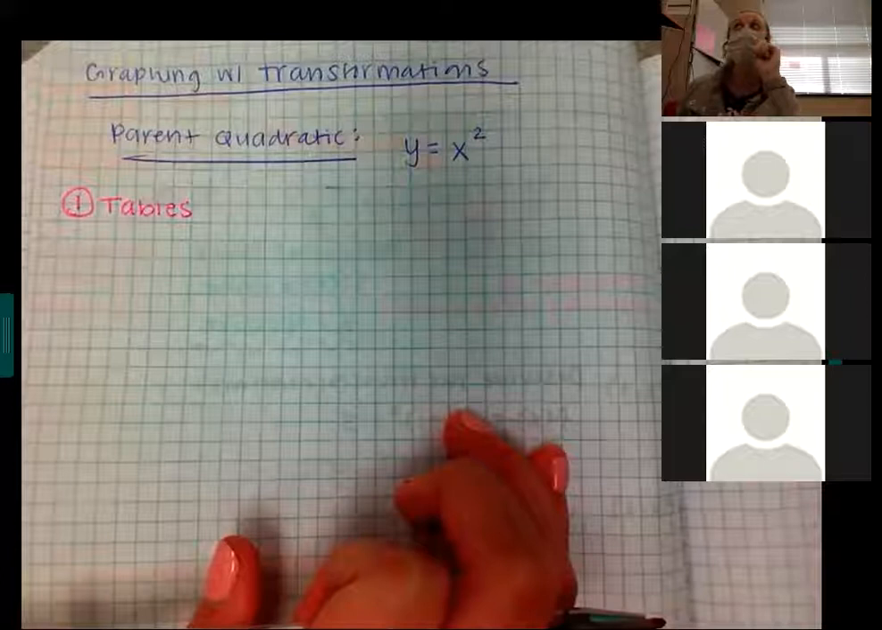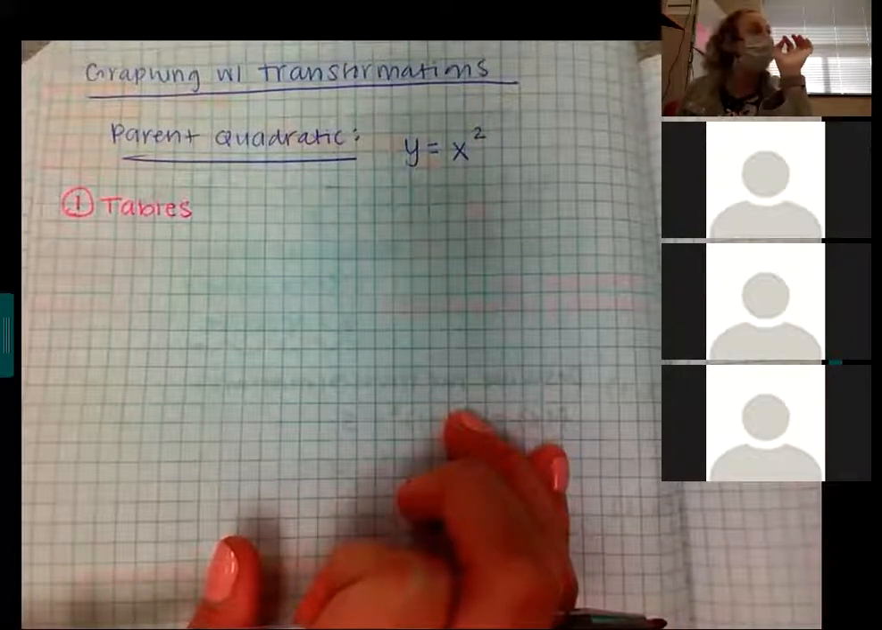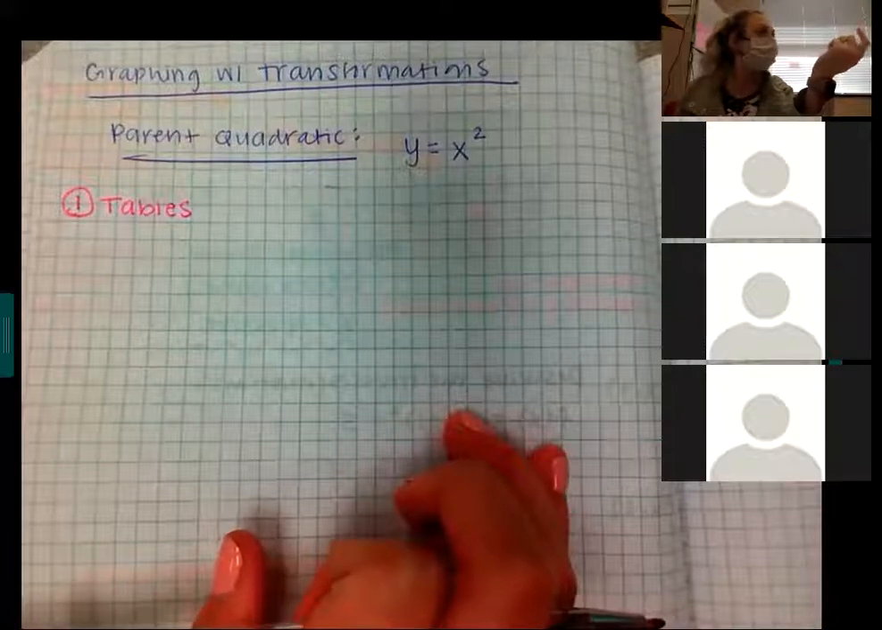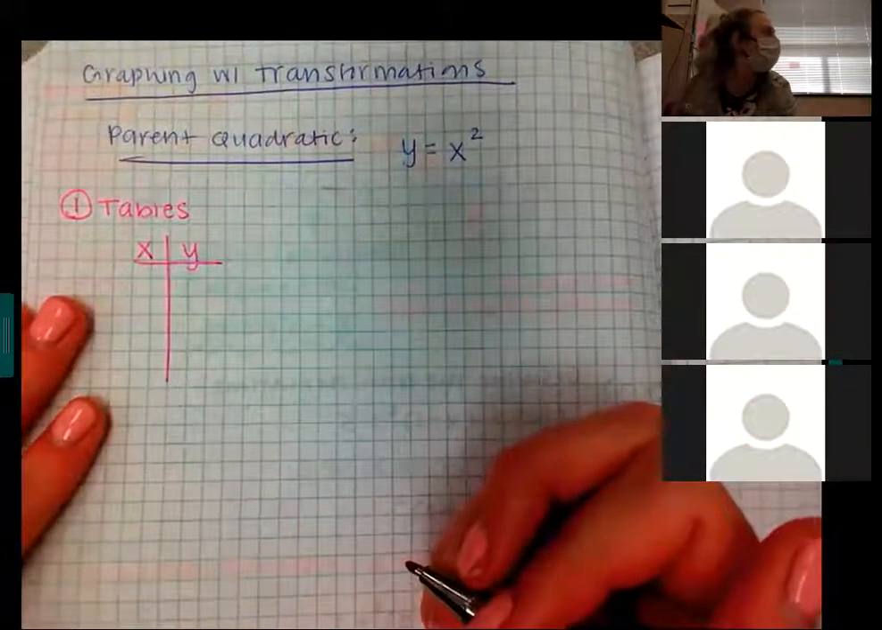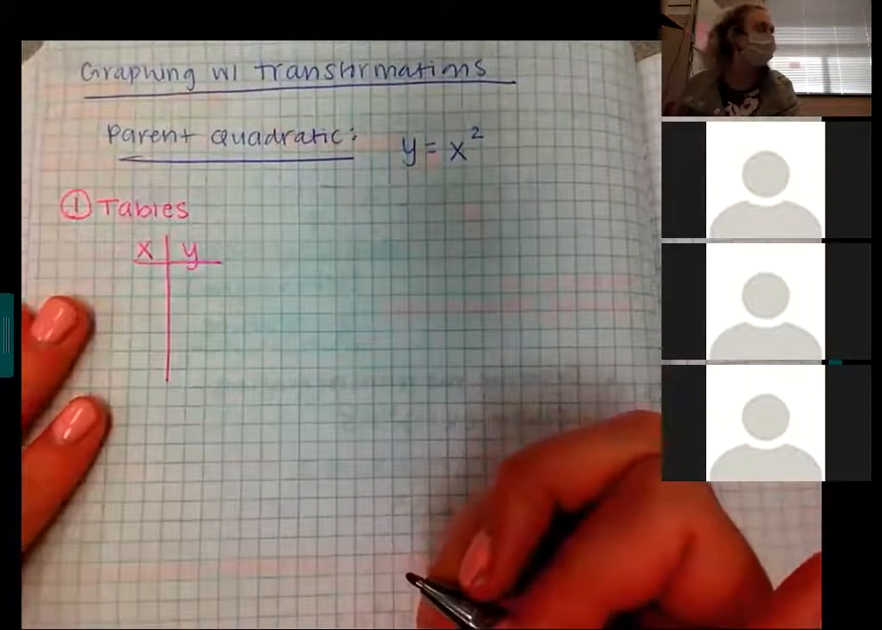So to graph quadratics using tables, you have to know what the parent table for a quadratic function is. Okay? So when we use tables in math, I'm hoping they taught you this in middle school. What 3 x values did they have y'all use to graph stuff in middle school?